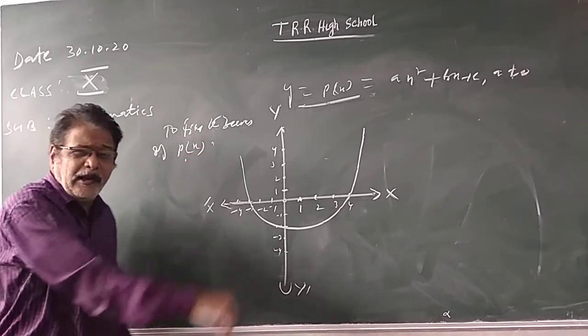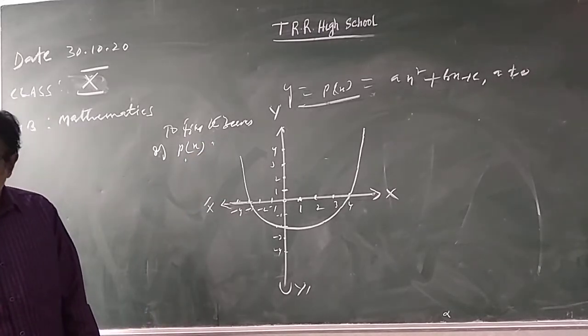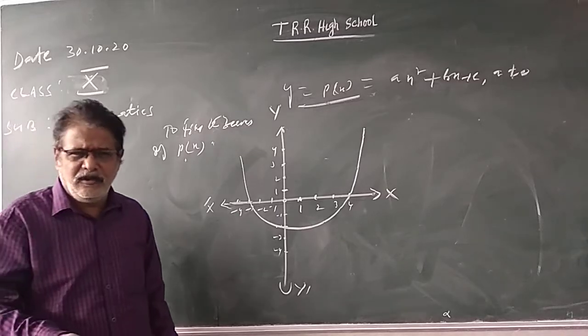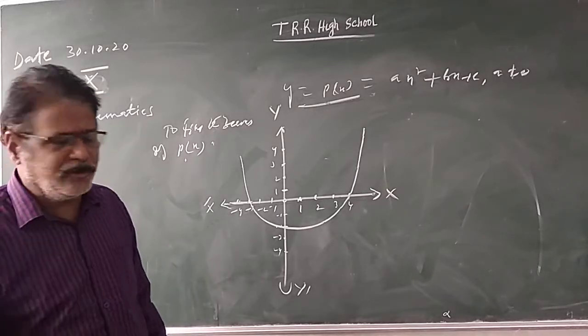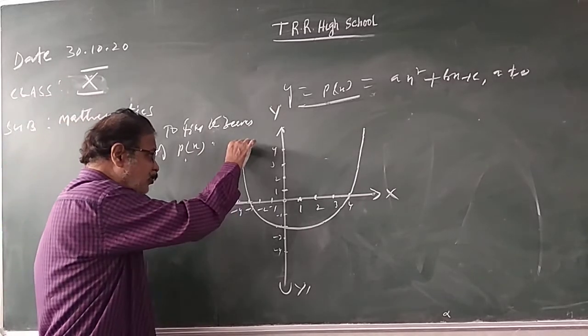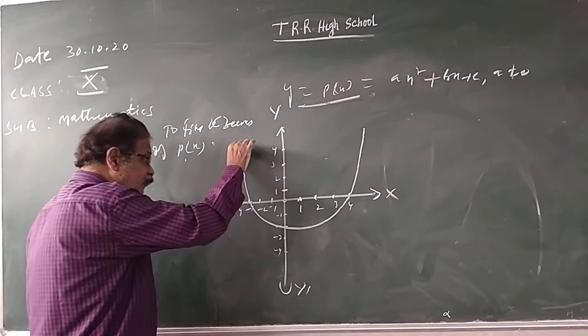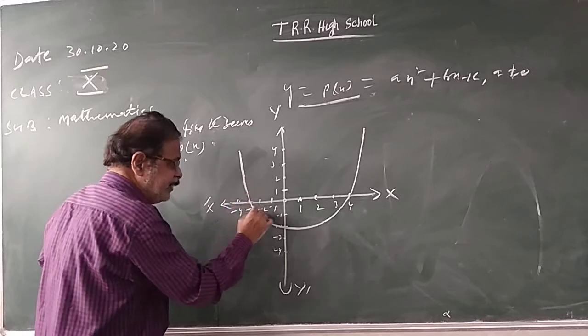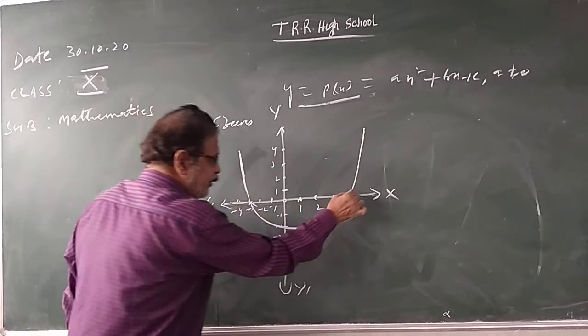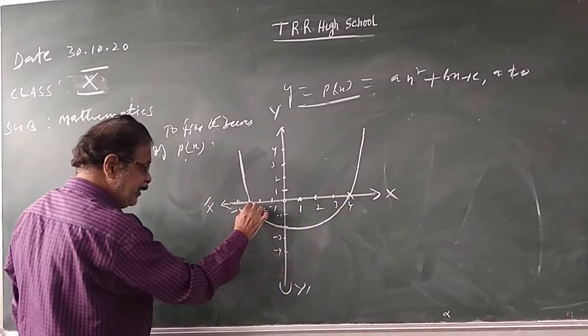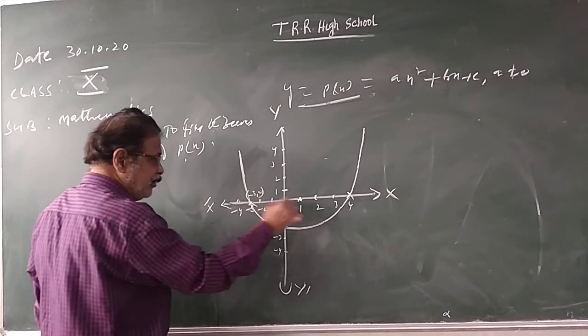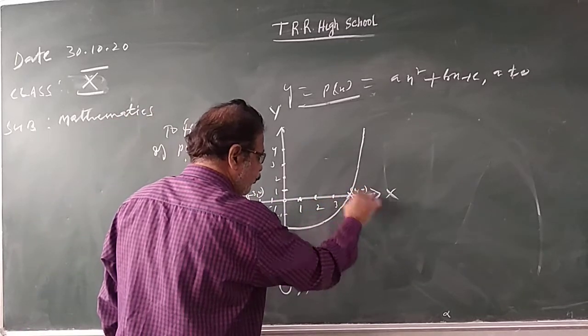This is a quadratic polynomial. Why is it quadratic? Quadratic means 2 zeros. As the degree is 2, it has 2 zeros. So how do we find the zeros by seeing this graph? The curve intersects the x-axis at 2 points, here and here. Here is minus 3, 0. This is 4, 0.